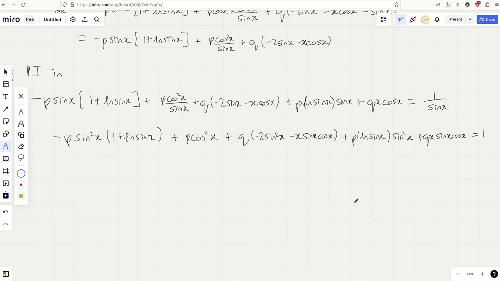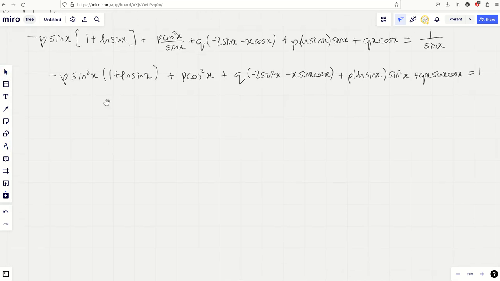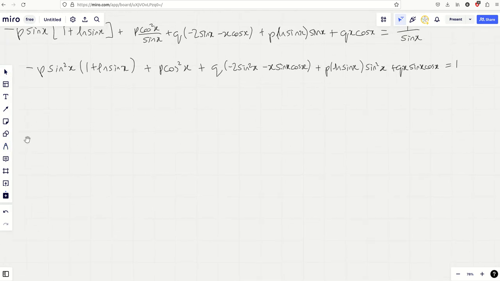So a bit of a mammoth one, this one. Algebraic stresses. Now, this should all simplify. Let's have a look why it does indeed simplify. Firstly, that's going to disappear with that one because you've got a minus qx sine x cos x plus qx sine x cos x. So there you go.